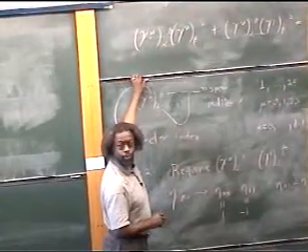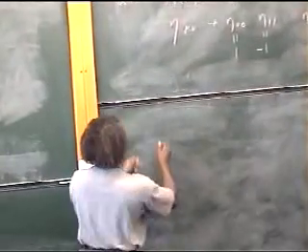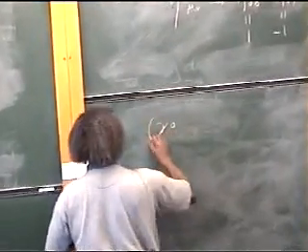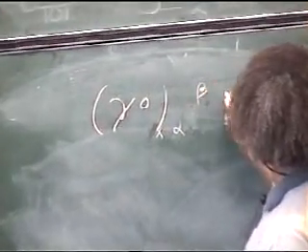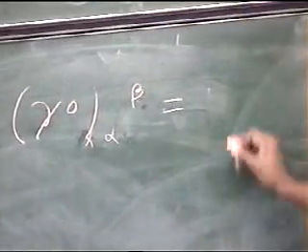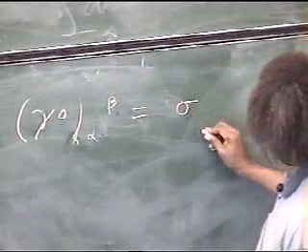I'm trying to find some solutions to that equation. Let me simply give you a set of solutions. Let me pick gamma 0, alpha beta, to be equal to the second Pauli matrix.